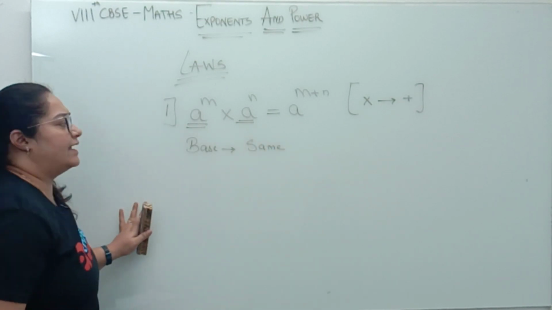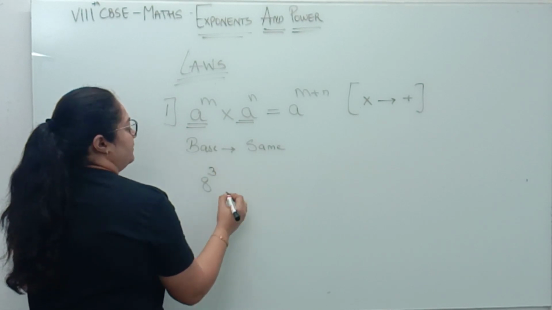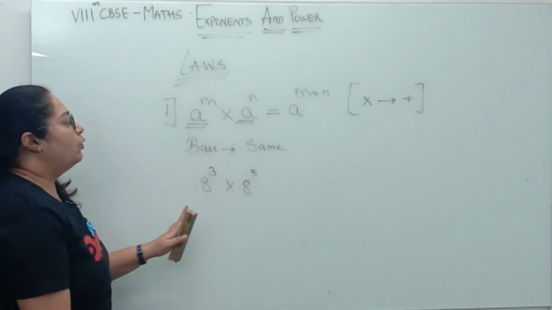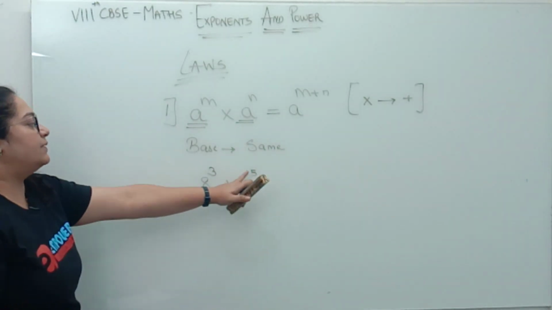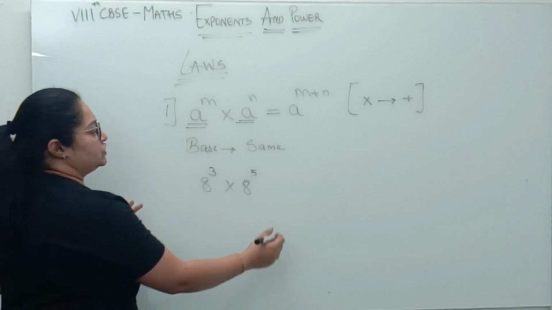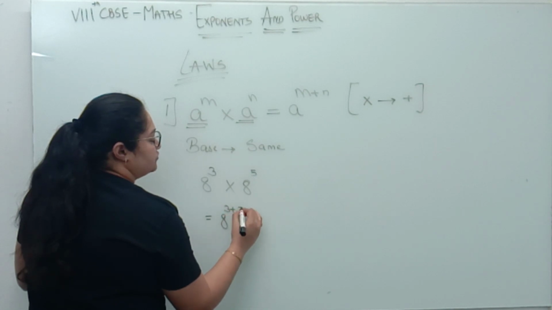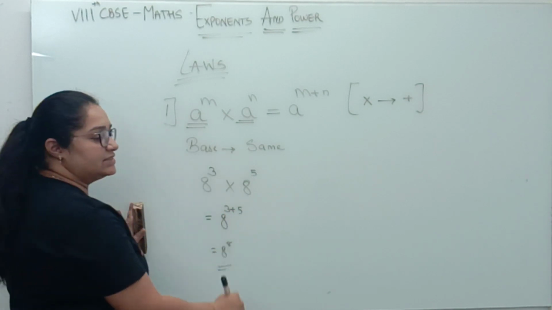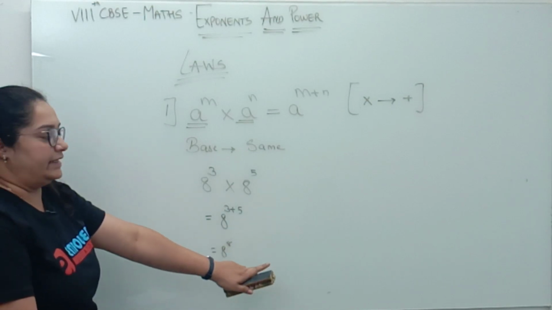Let me give you an example. Suppose 8 raised to 3 multiplied by 8 raised to 5. What will be the answer? Are the bases the same? Yes. Let us see the power. The sign is of multiplication. So what will be your answer? 8 raised to 3 plus 5 is equal to 8 raised to 8. So in this case, you are going to multiply 8 eight times.